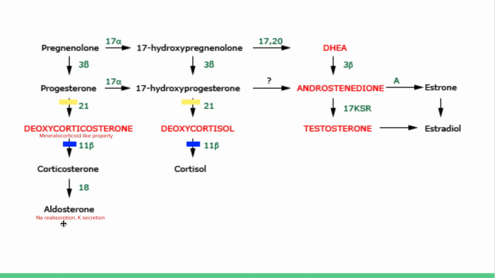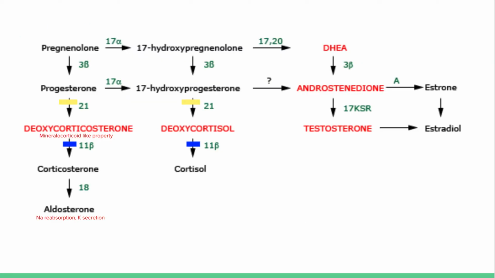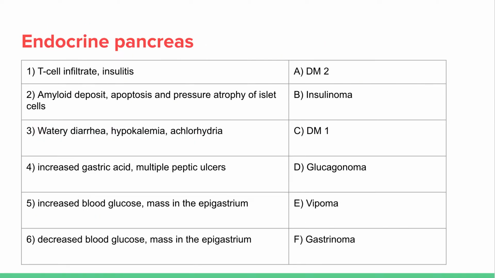However, with the 11-hydroxylase deficiency, where we block down here, yes, we don't get aldosterone and cortisol, but we still get this thing up here called deoxycorticosterone. And deoxycorticosterone has some mineralocorticoid-like property or some aldosterone-like property. So it's still able to bring in the sodium and secrete the potassium. So what we see is hypernatremia and hypokalemia. Okay, moving on, endocrine pancreas.